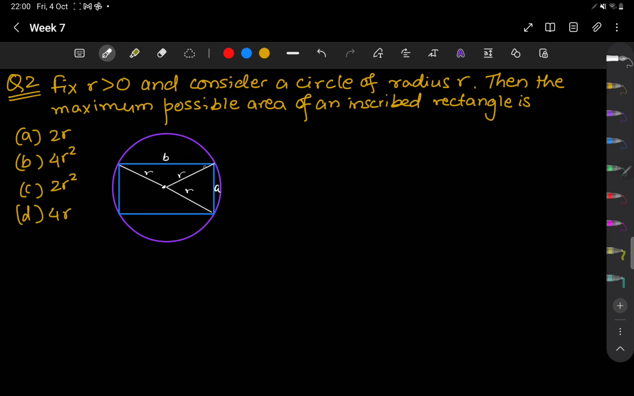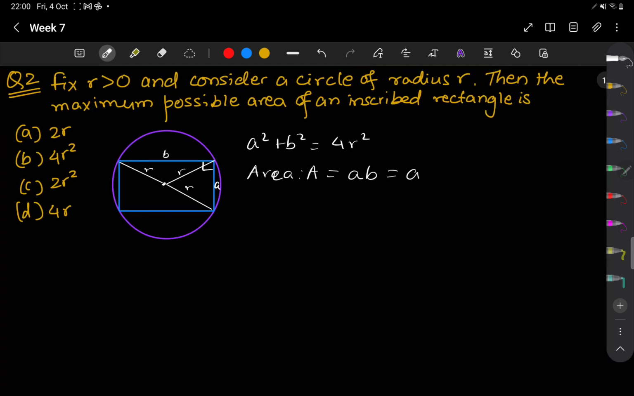So we clearly know by Pythagoras theorem, since this angle is 90 degrees, a squared plus b squared equals r plus r, which is 2r, and 2r squared is 4r squared. So area of the rectangle A is a times b, which is a times, now we can use b as square root of 4r squared minus a squared. Now for maximizing the area, we need to differentiate. We need to find the maxima of this function.